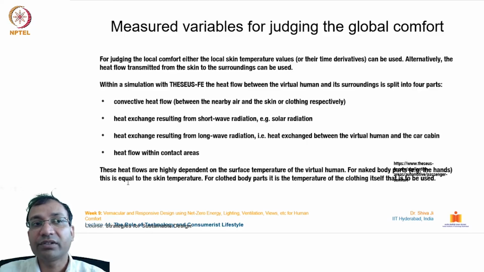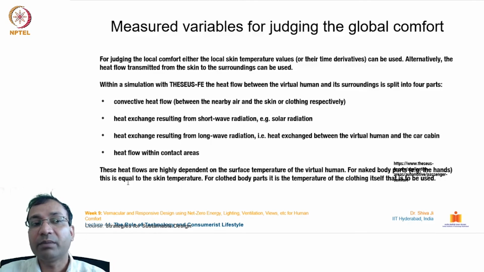Within a simulation with Theseus FE, the heat flow between the virtual human and its surrounding is split into four parts. First, convective heat flow between the nearby air and the skin or the clothing respectively. Second, heat exchange resulting from short wave radiation, that is solar radiation. Thirdly, heat exchange resulting from long wave radiation, that is heat exchange between the virtual human and the car cabin. Lastly, heat flow within contact areas.